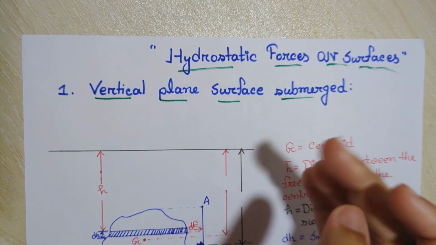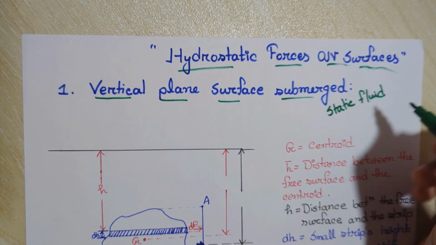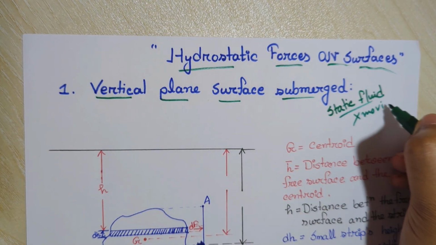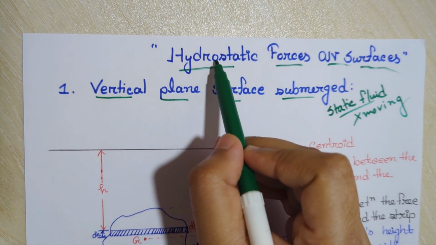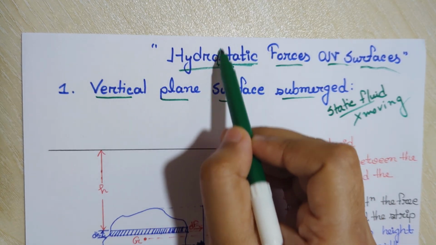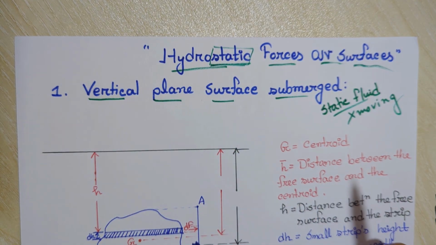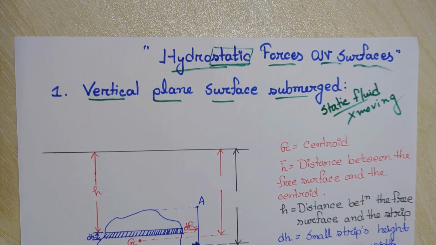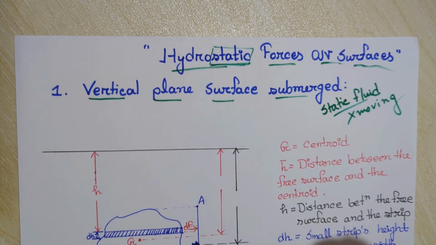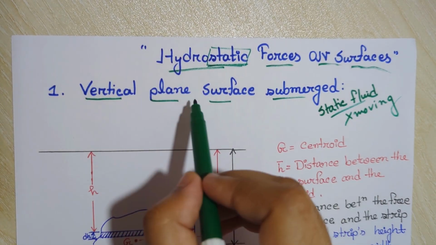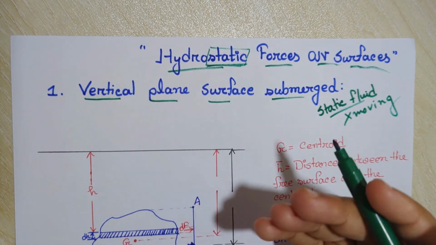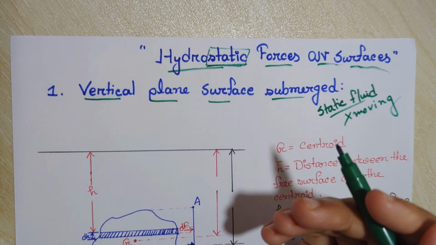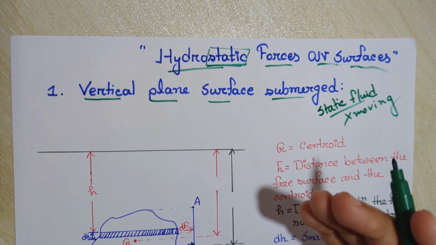The surfaces are submerged in a static fluid. Static fluid means it's not moving. As the name suggests, hydrostatic means the fluid will not move, and we'll find the hydrostatic forces for that non-moving, static fluid. As this surface is submerged under that fluid, there are certain forces acting on the surface.